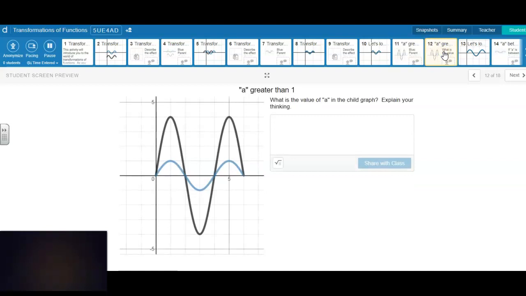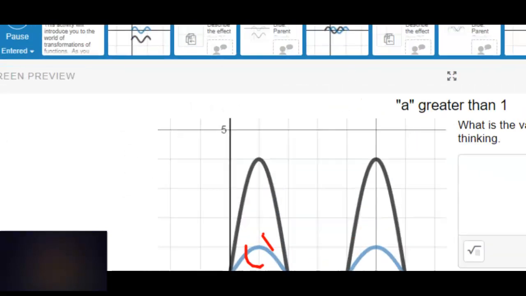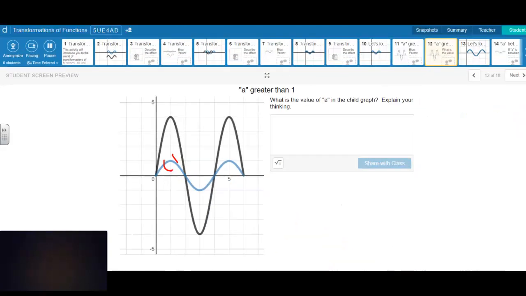All right. What is the value of A in the child graph? Well, we have to find out what that is. So what we do here is we look for corresponding points that match up. Let's take a point right there and a corresponding point right there. Sorry about that, zooming things a little out of control. It goes from a 1 to a 4, so it looks like A equals 4.